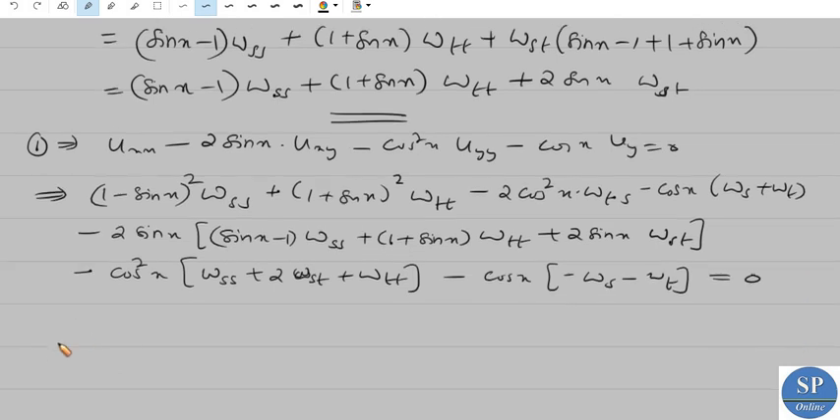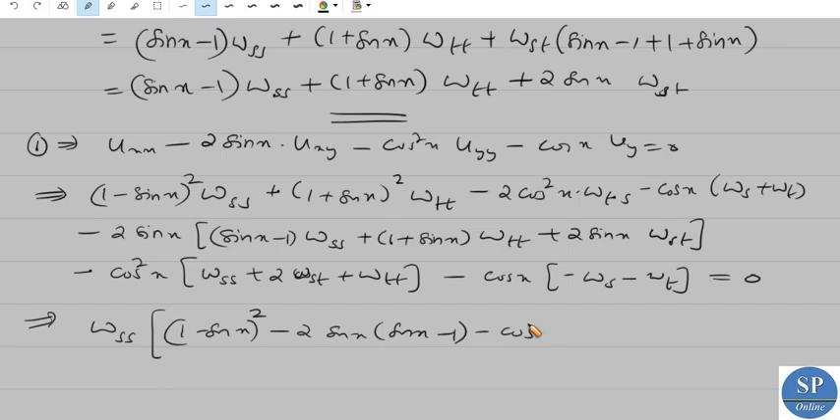So from this, taking wss outside, we get the coefficient of wss is 1 minus sin x whole square. Here minus 2 into sin x into sin x minus 1, and here minus cos square x. Plus wtt into coefficient of wtt is 1 plus sin x whole square. Then from here we have minus 2 sin x into 1 plus sin x.